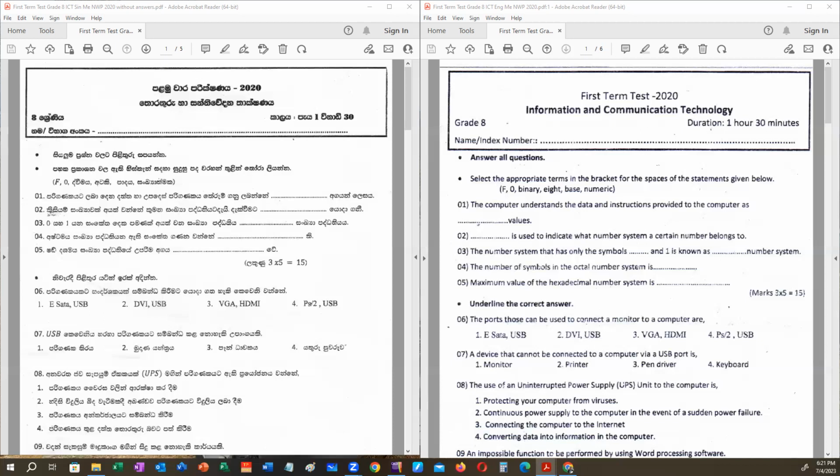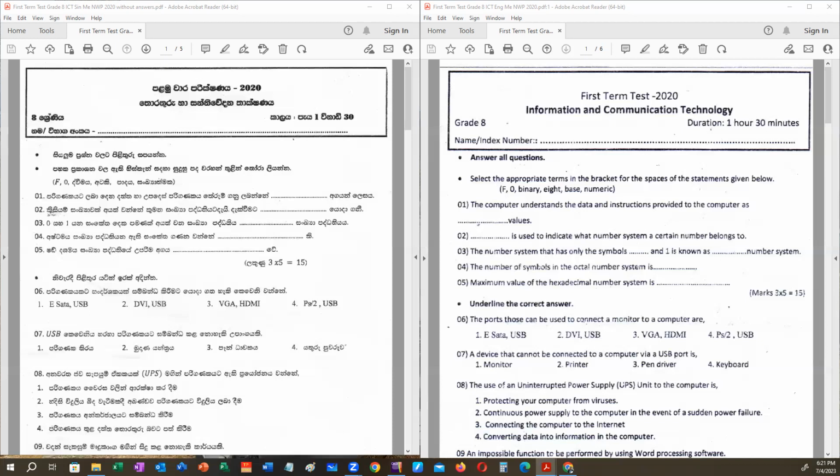Correct. Number 2. Blank is used to indicate what number system a certain number belongs to. What is the word? Base. Base. In Sinhala we call that pādaya. Is it correct?